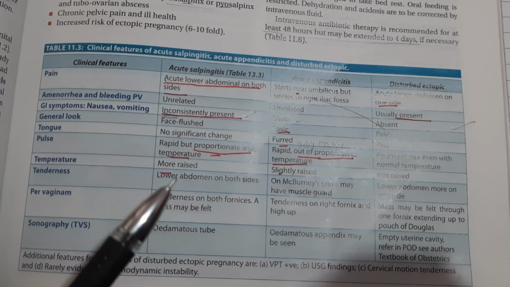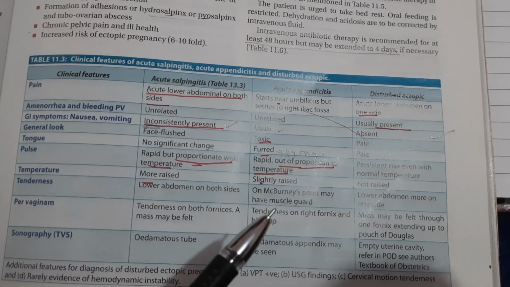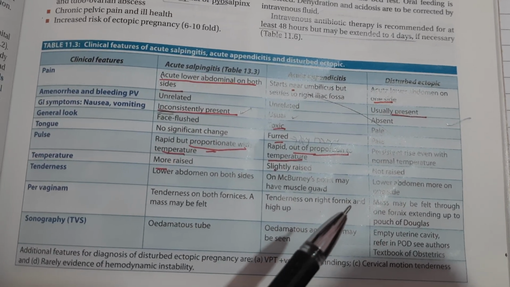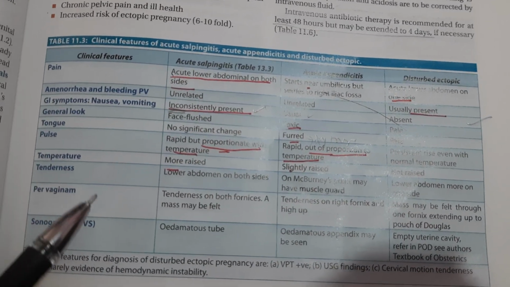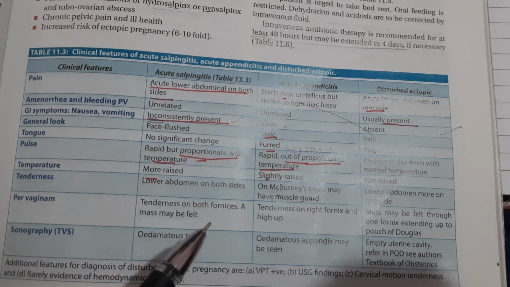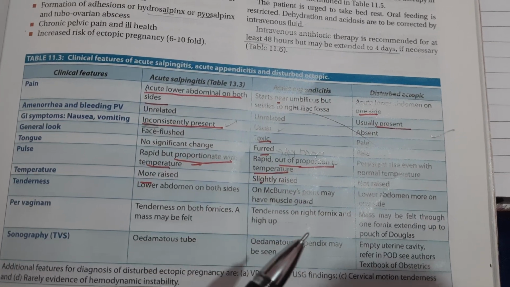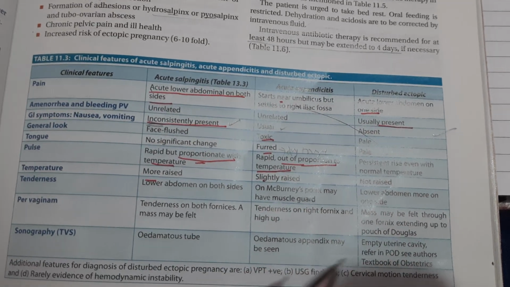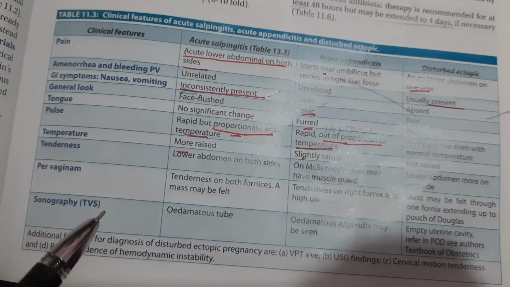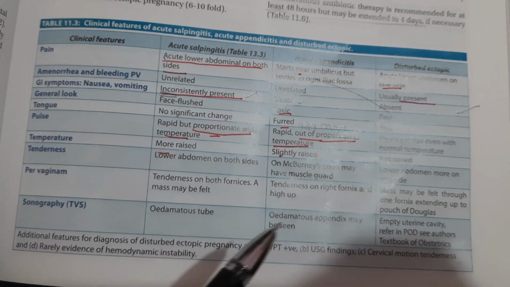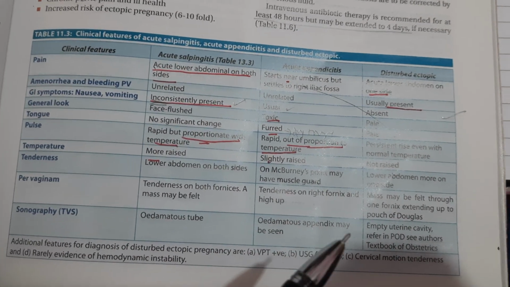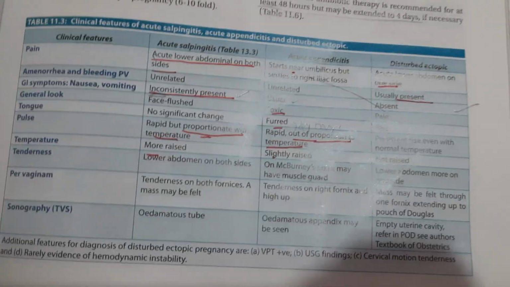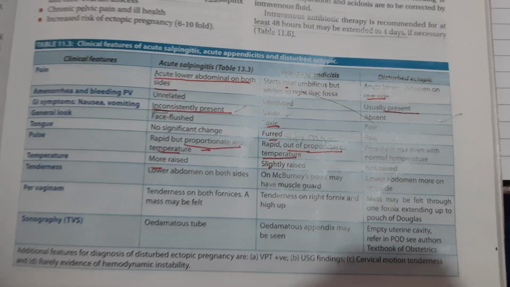Tenderness is on the lower abdomen on both sides in salpingitis; at McBurney point, there may be muscle guarding, in appendicitis; and in the lower abdomen more on one side in ectopic. Per vaginal examination reveals tenderness on both fornices. A mass may be felt, or there is tenderness on the right fornix and high up. Pain may be through one fornix extending up to the pouch of Douglas. On sonography, transvaginal ultrasonography shows edematous tube. Edematous appendix may be seen, and an empty uterine cavity with fluid in the POD. So that was about the differential diagnosis of PID.